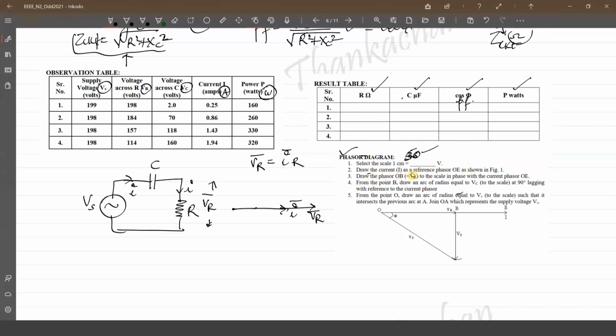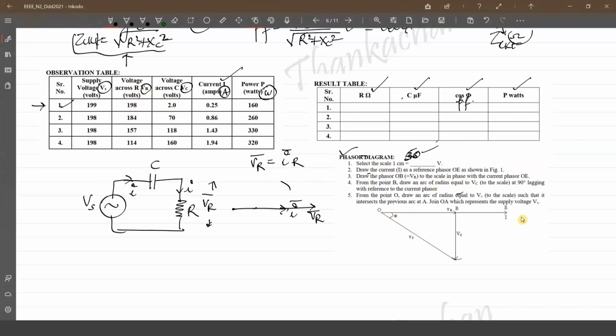Now draw the current I as the reference phasor OE, as shown in this figure. Whenever you draw this I, it depends upon the current value. Now draw the phasor OB to scale, in phase with that of OE, because we know that if this is current I, VR will also be in the same phase. Depending upon this, VR is this voltage. Let's say you are drawing for the first serial number.